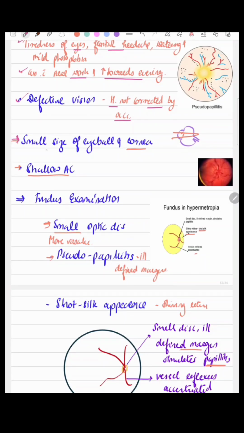Other features include small size of eyeball and cornea, so that light rays coming from infinity are focused behind the retina because of the small size of eyeball and cornea. Then the patient can have a shallow AC. On fundus examination, patient can have a small optic disc, more vascular, and pseudopapillitis will be there, that is ill-defined margins, and shining retina, that is also known as short silk appearance.